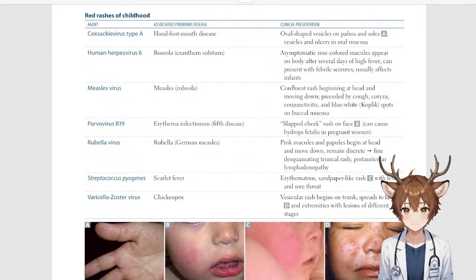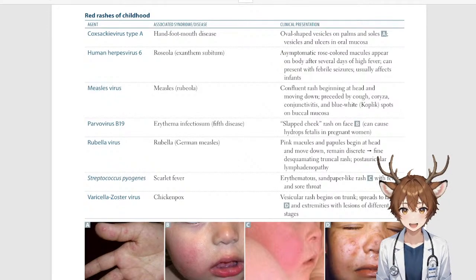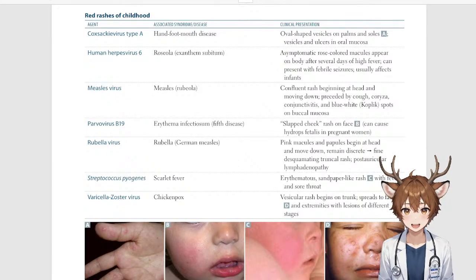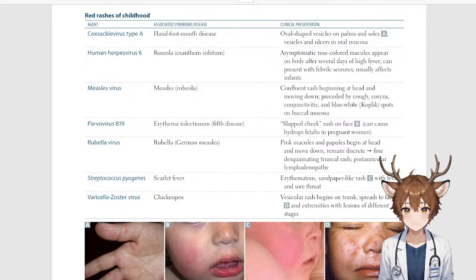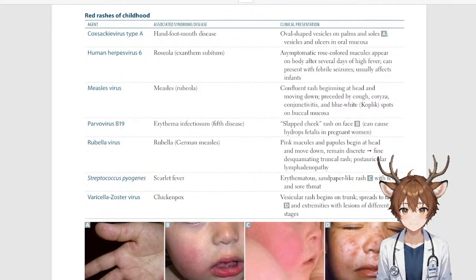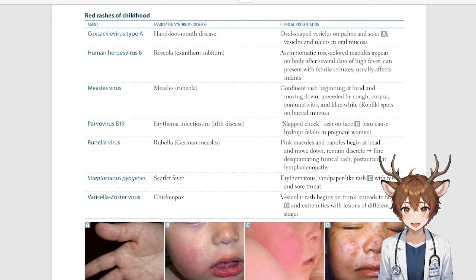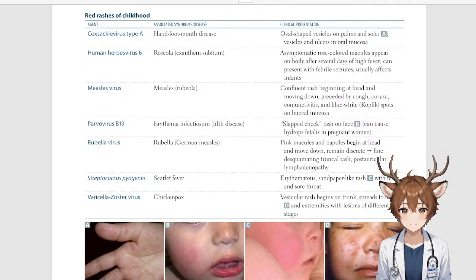Measles virus, associated with measles or rubeola. Confluent rash beginning at the head and moving downward, shown in picture B. It goes down, preceded by cough, coryza, conjunctivitis, and blue-white Koplik spots on buccal mucosa.